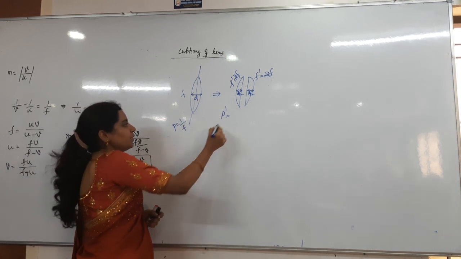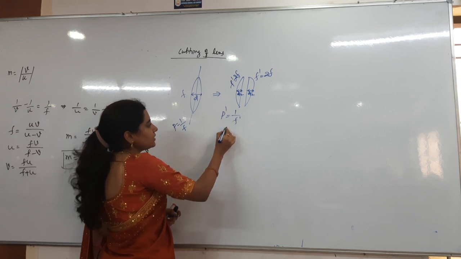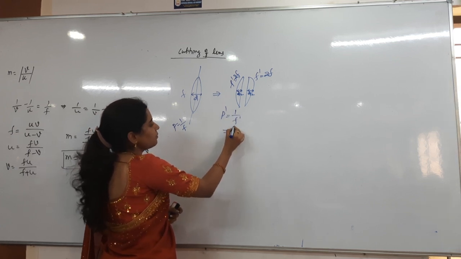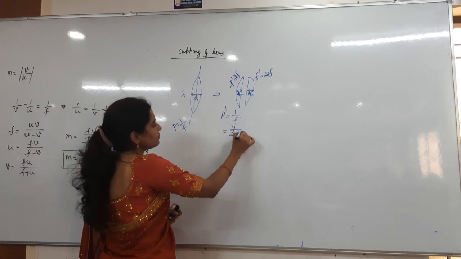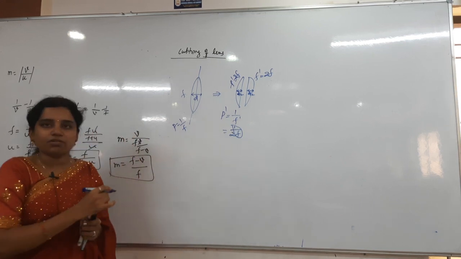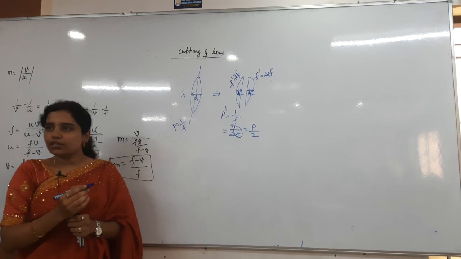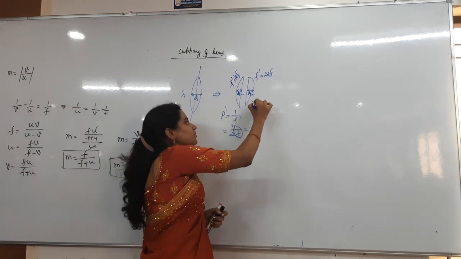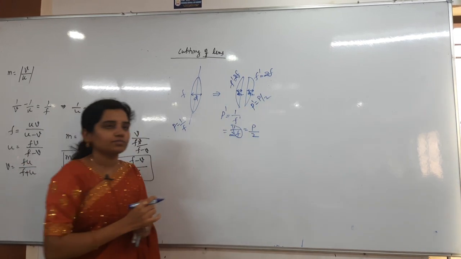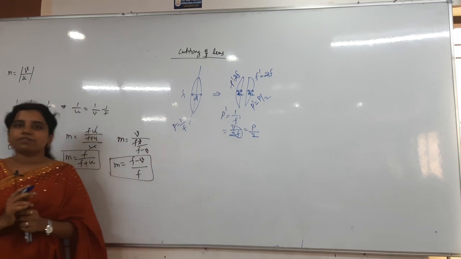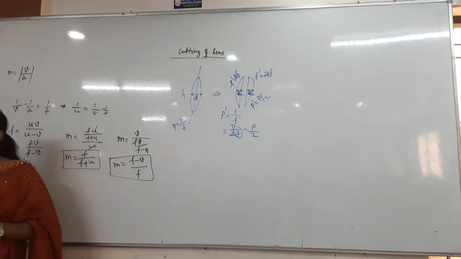1 by f. P dash is equal to 1 by F dash. 1 by F dash is nothing but how much? It will be 1 by 2F. This 1 by F is nothing but how much again? P only. So what can I write clearly? P by 2. Right. This power, this P dash, is also equal to P by 2 only. This is the first case, whenever we are cutting perpendicular to the principal axis.